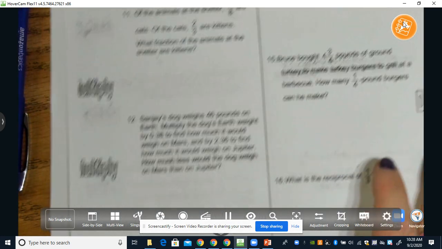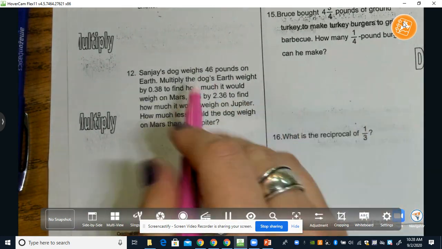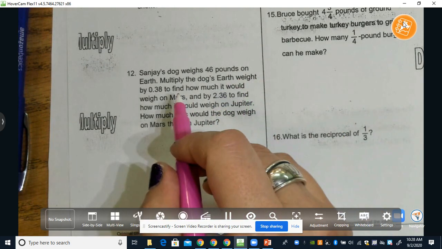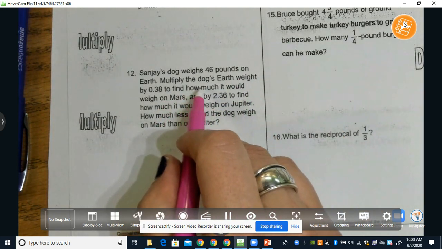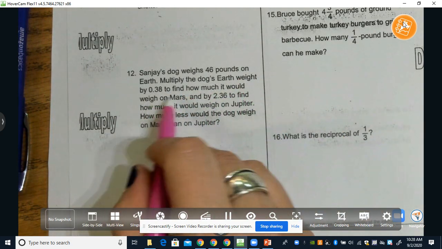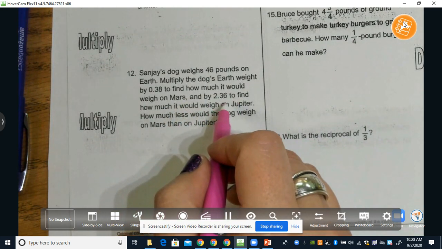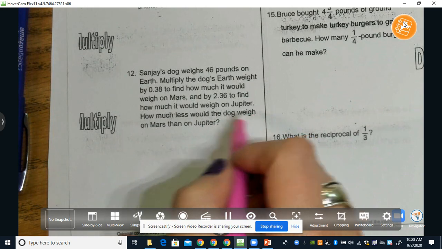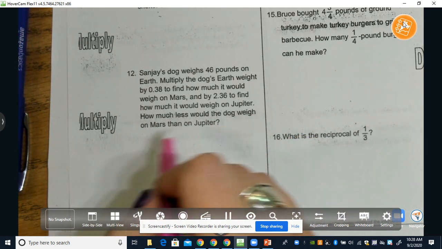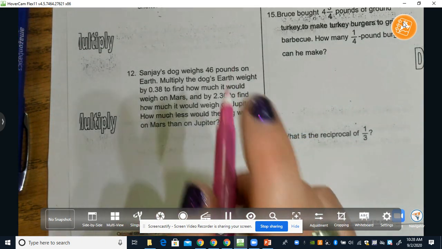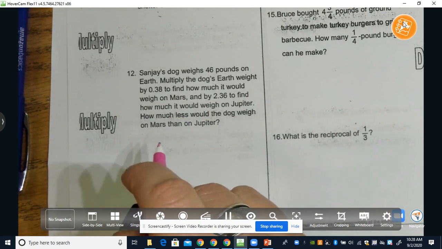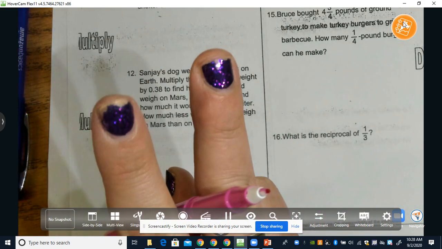Let's look at number 12. Sanjay's dog weighs 46 pounds on Earth. Multiply the dog's Earth weight by 3,800 to find how much it weighs on Mars, and by 2 and 3,600 to find how much it weighs on Jupiter. How much less would the dog weigh on Mars than Jupiter? Again, this is a multi-step problem, and I'm going to show you two ways you can do this.